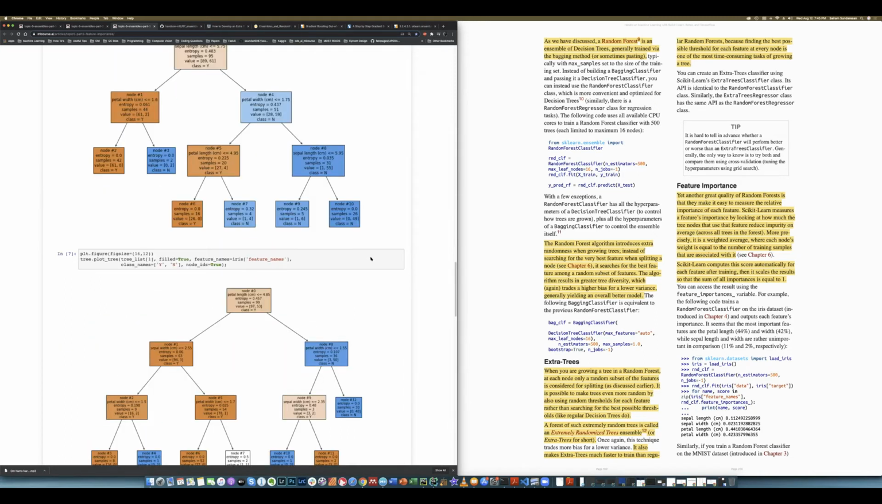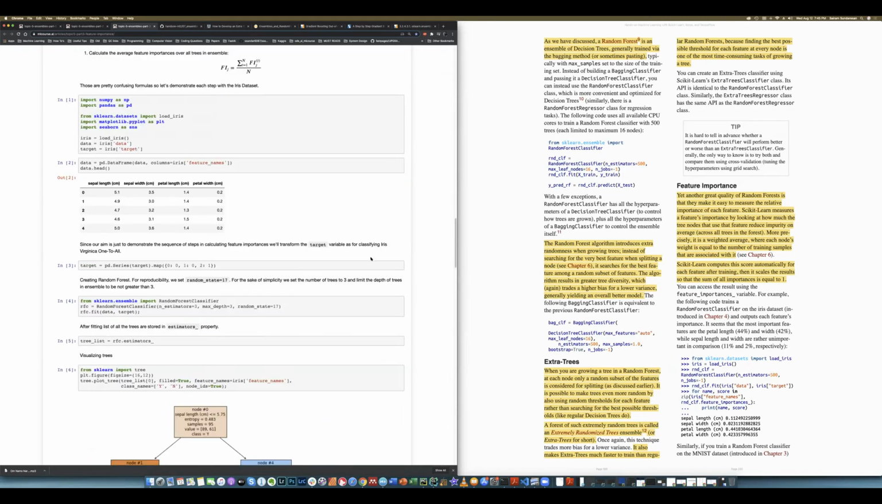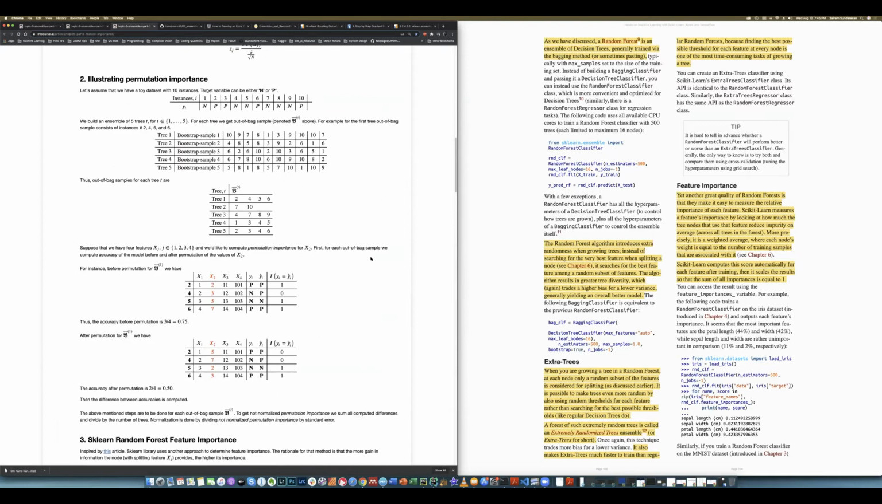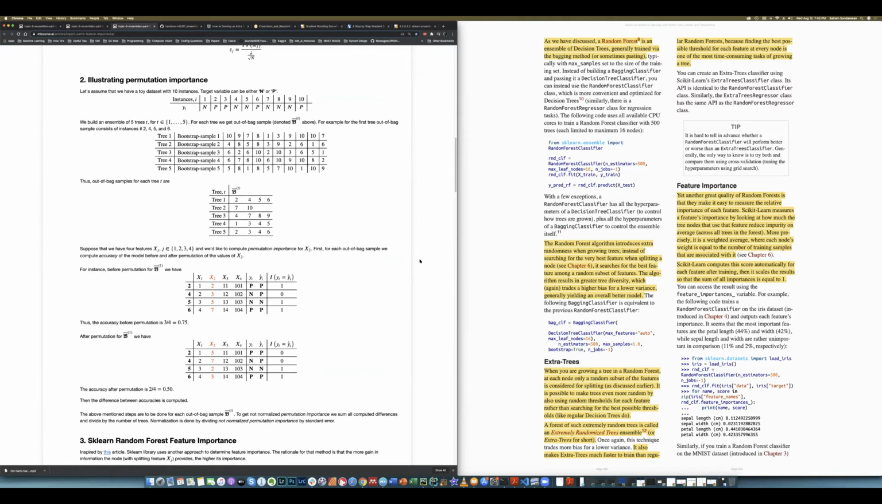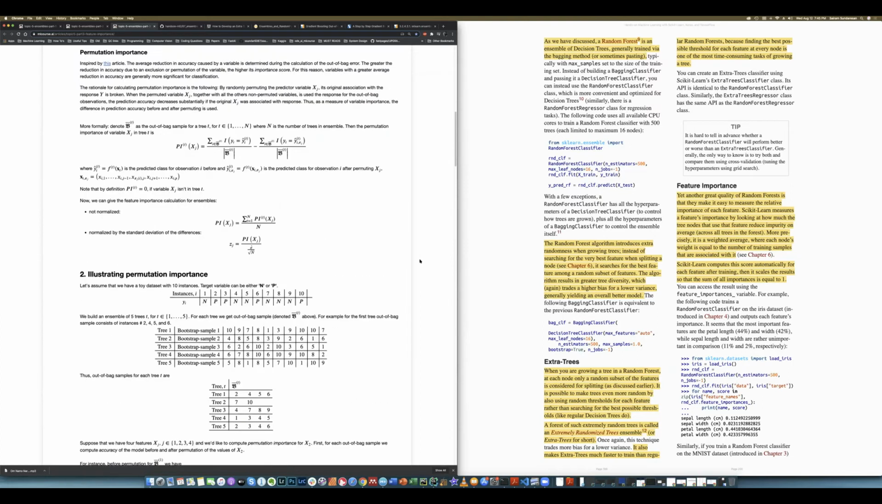Permutation importance is interesting because it can be computed not only for random forest models, but for any other models as well. One of the advantages of random forest has always been that it has a way of calculating feature importances. But permutation importance allows you to calculate feature importances for any model, even if it's not tree-based, such as a neural network or any other kind of model.